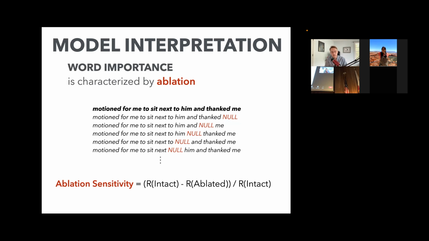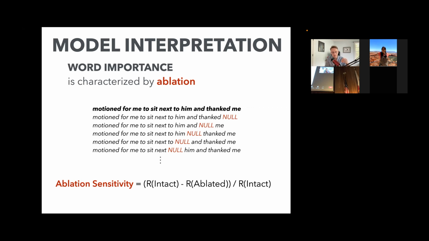Now what we can do is generate a set of alternate versions of this phrase where we've removed one of the words at a time, right? So "motioned for me to sit next to him and thanked," "motioned for me to sit next to him and me," "motioned for me to sit next to him, thanked me," etc. Now, for each of these ablated phrases, for each of these phrases that's missing one of the words, we can predict the response to that phrase.